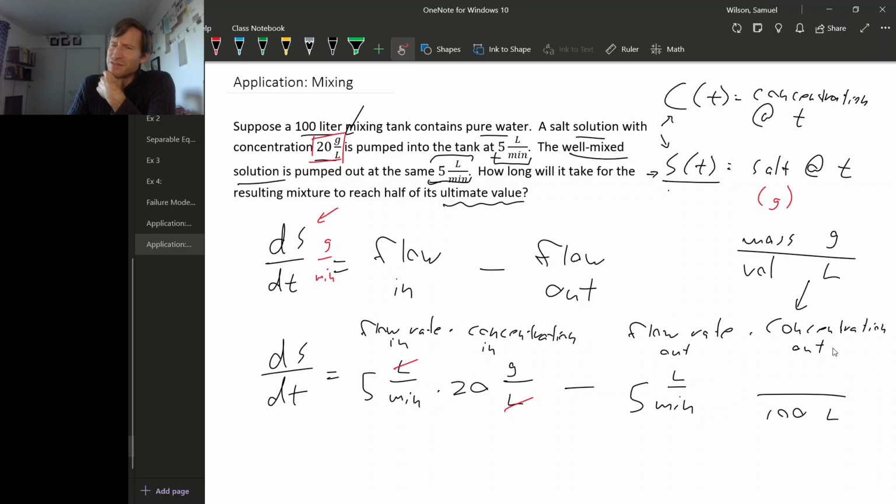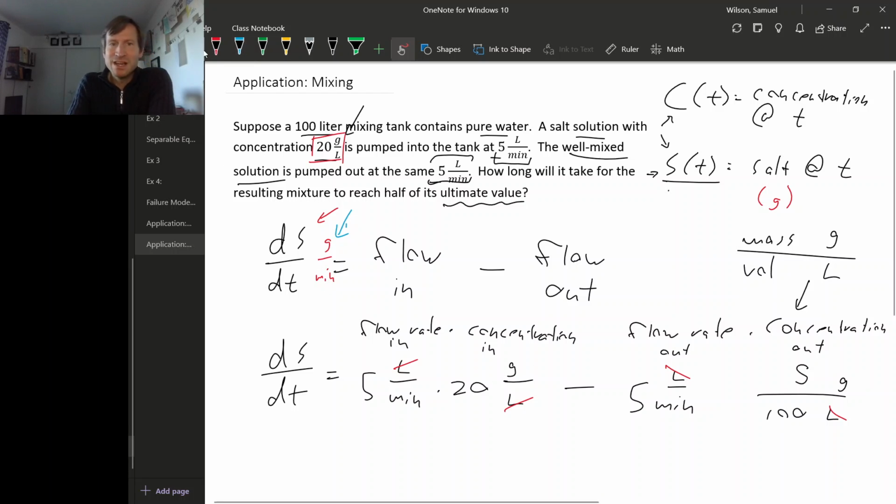And what is the mass of the salt in the tank? Well, that's S of t. That's the unknown function that we don't know yet. So I'll just write S, and this is in grams. And if we look at the units, everything is working out. So these liters simplify away, and we're getting grams per minute. So everything on the right-hand side is in grams per minute, which is what it's supposed to be.